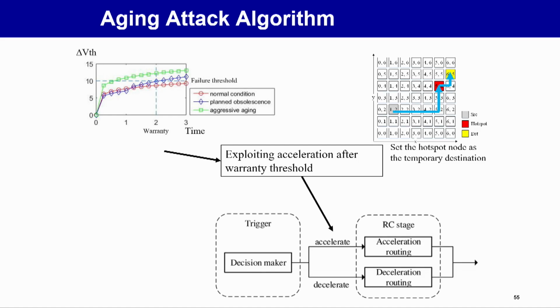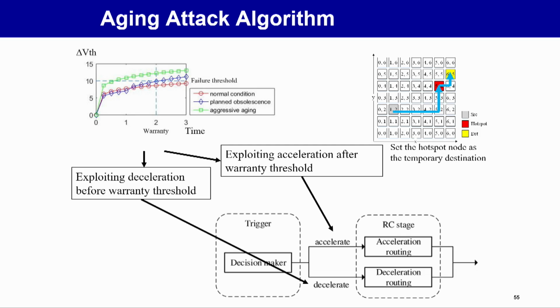Let's say there is a source and a destination, and you are sending some packets. If you remember, I said there is a hotspot node that has to be used a lot. So they can route a lot of packets from all the sources to this one. This particular router can fail, and then most of the chip becomes useless. So this is how you can accelerate. Similarly, you can decelerate, but you want to do it before the warranty period.